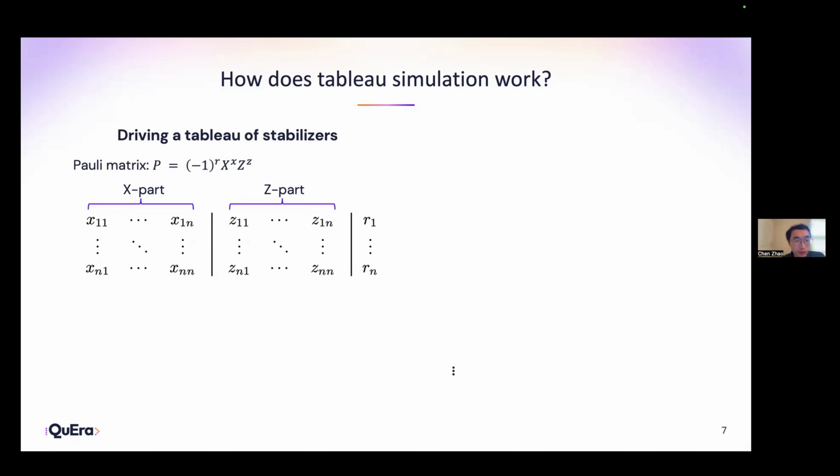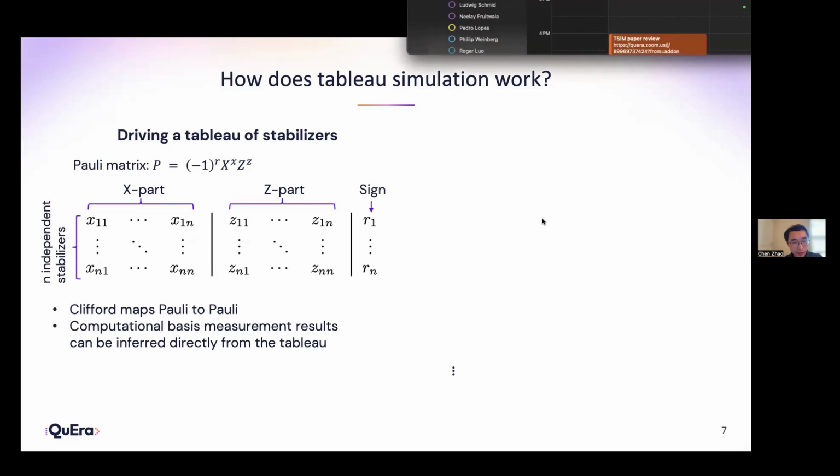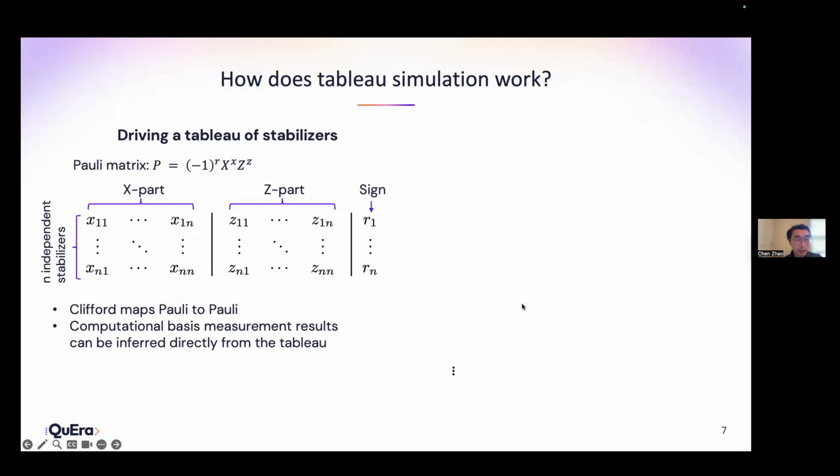In general, to specify an n-qubit stabilizer state, we have to track n independent stabilizers as a tableau. A Clifford gate maps Pauli to Pauli, so you can convert the current Pauli tableau into another Pauli tableau based on the Clifford operation you are applying. In addition, the computational basis measurement result can be inferred directly from the tableau we are tracking.